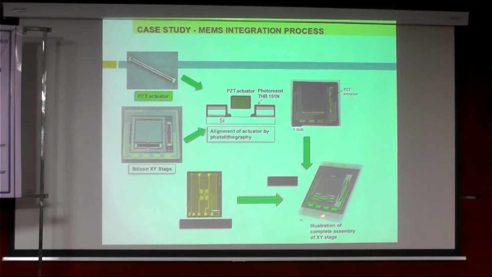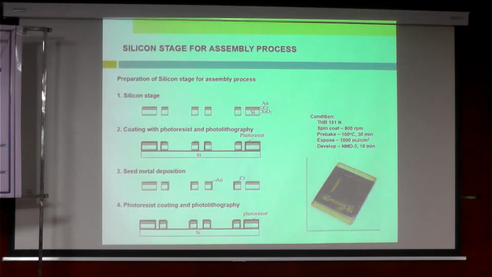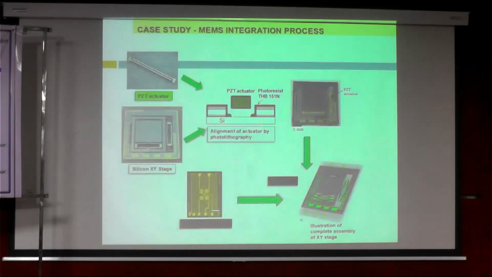So this is made of glass, this is silicon, and this is ceramic. We need to integrate these things together to put the PZT actuator here and make the assembly complete. The process begins with the silicon stage produced, then a coating of photoresist, then sheet metal for the photoresist in order to provide interconnects, basically.